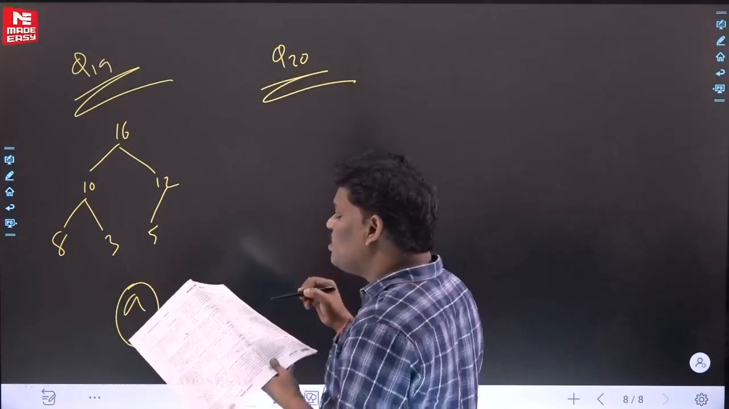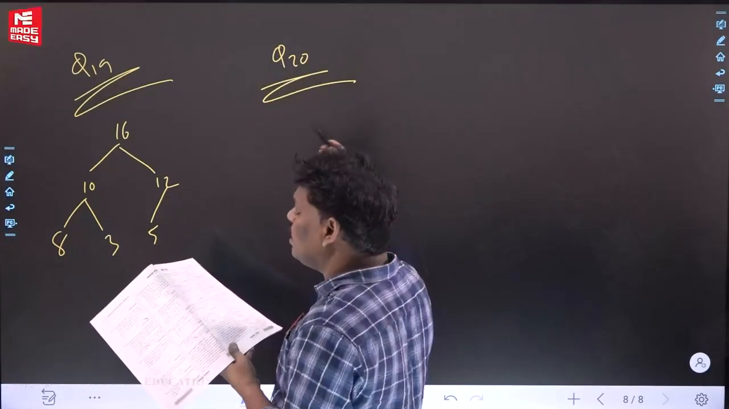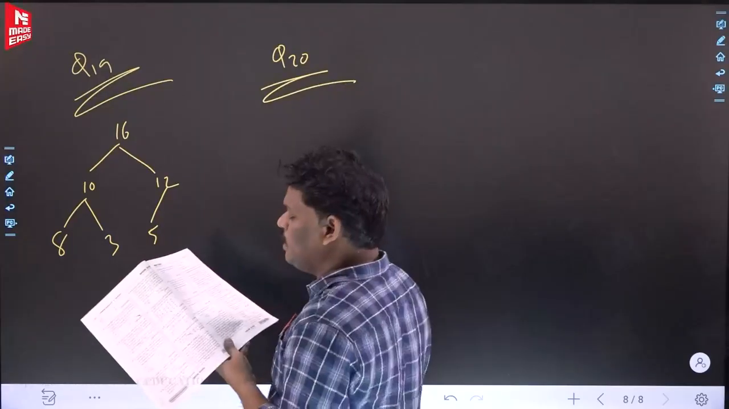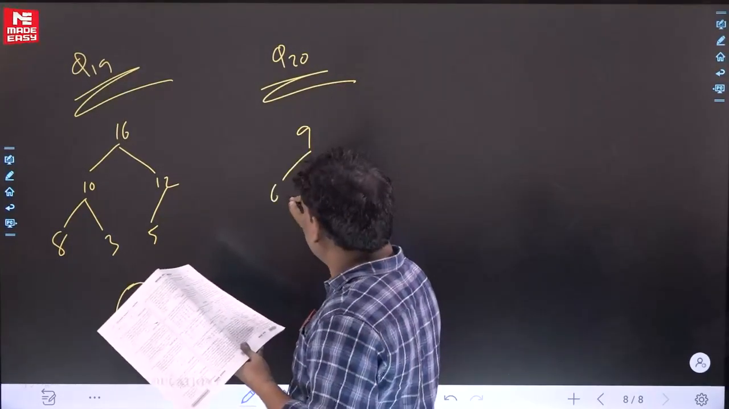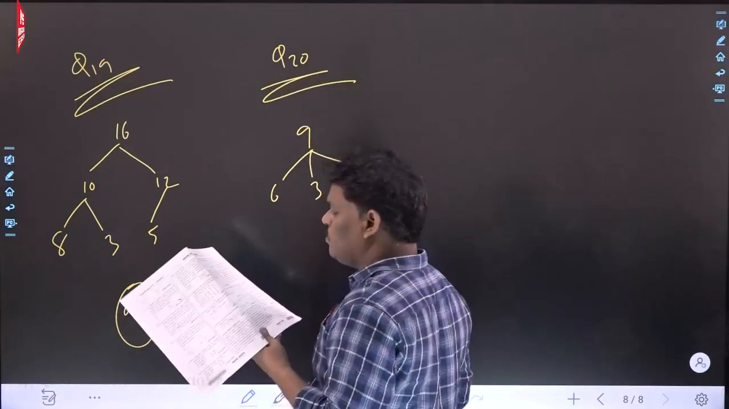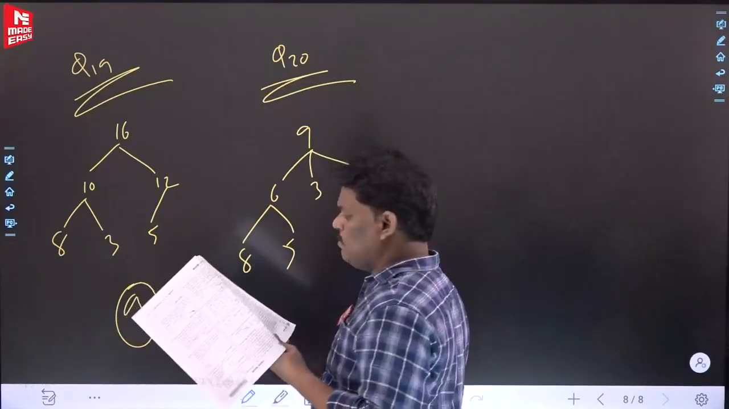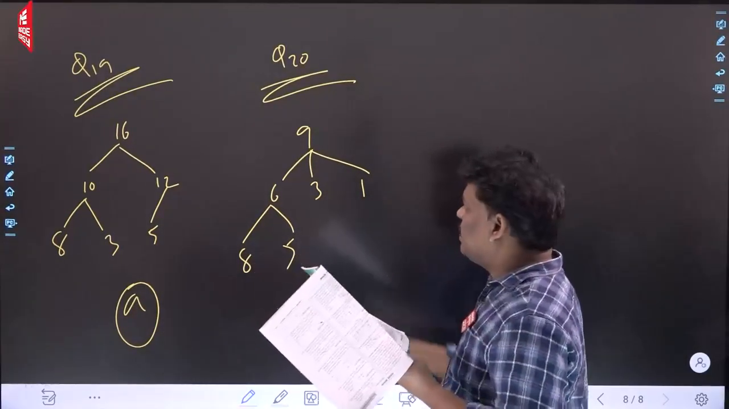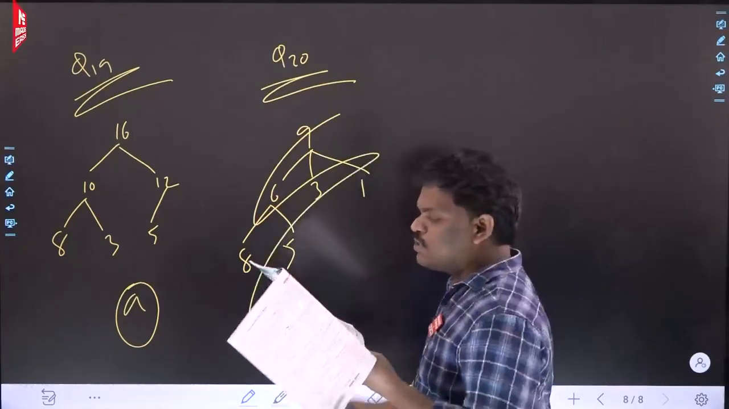Let's check which is the max heap here. Max heap means the maximum element is at the root. Option A, 1 is there, it cannot be. Option B, let me check. 9 is the root, 3 children: 6, 3, 1. Next one, 8, 5, I think it fails here. The root should be maximum, but here it is not. So option B cannot be.